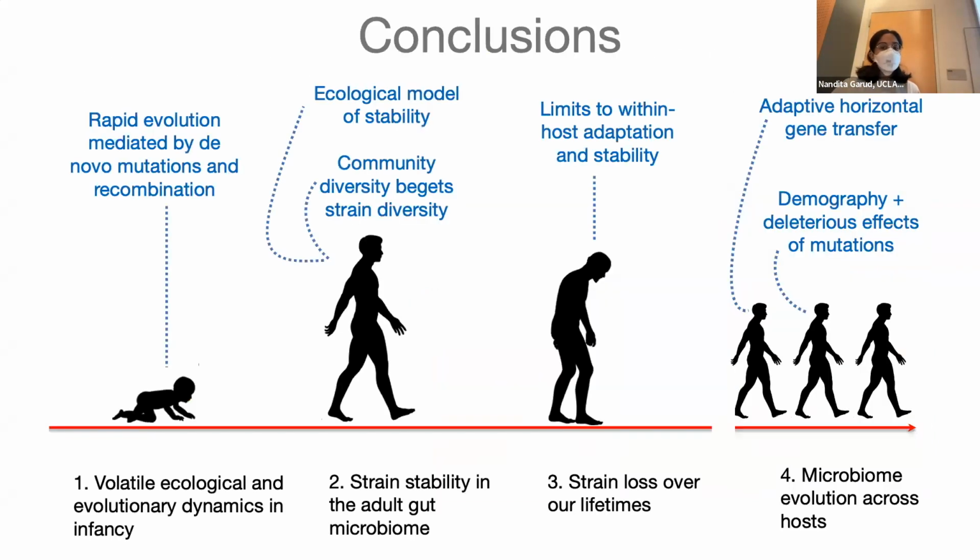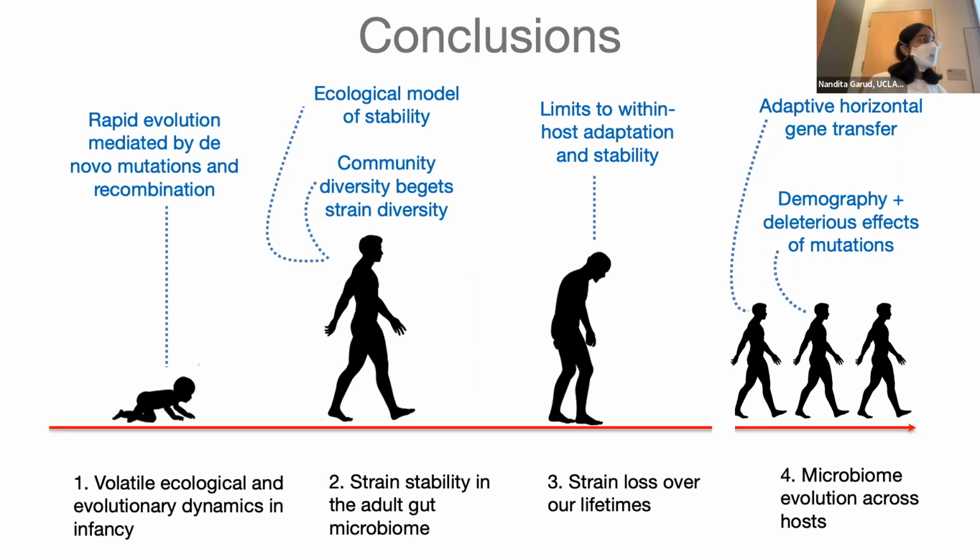Okay, so I want to conclude and then share a little bit more about the broader vision. So today, what we talked about is the evolutionary and ecological dynamics of our gut microbes throughout the course of our life and beyond our life. We looked at the volatile ecological and evolutionary dynamics in infancy, how that volatility gives way to stability in adults, how there's limits to that stability, and we see strain loss over our lifetimes. And then we also looked beyond our lifetimes at evolution across hosts.